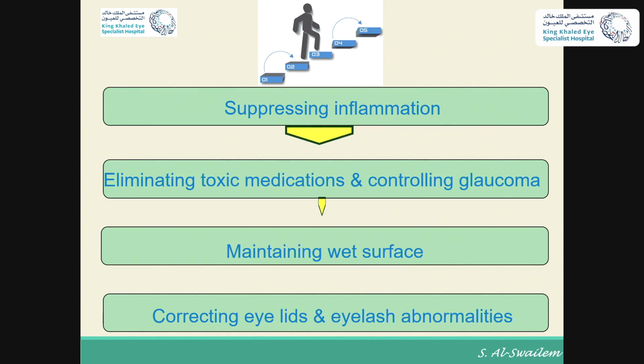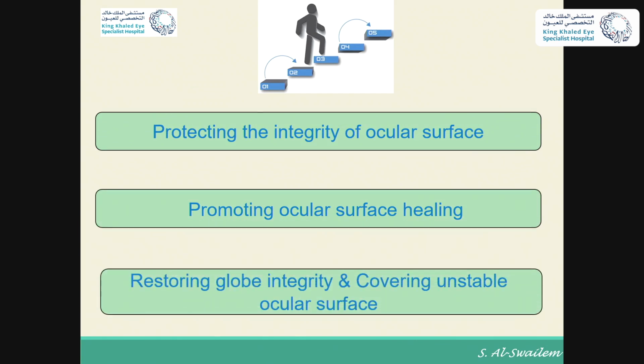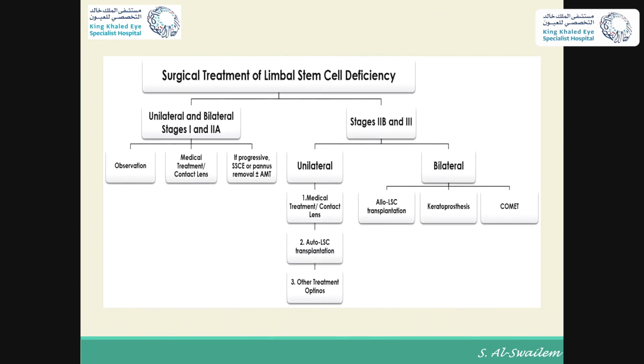This will be followed by eliminating any toxic medications and controlling glaucoma. Then maintaining the wet surface. Then we need to correct eyelid and eyelash abnormalities. Then protect the integrity of the ocular surface, and promote ocular surface healing. Lastly is restoring the globe integrity and covering unstable ocular surface. So the last thing is the surgical treatment.